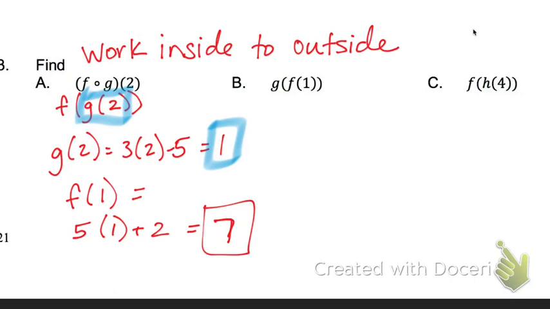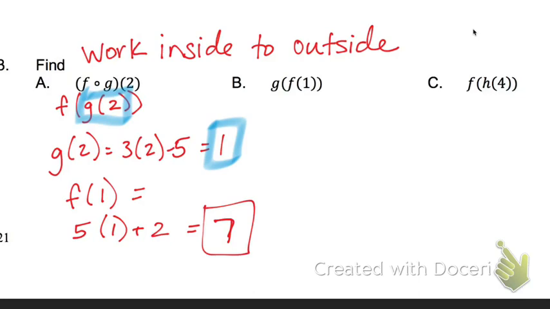Okay, wait, so we know that the g of 2 is 1, but why do we switch to the f? Because we're working inside to outside. Oh, so it's like a two-step process. I got to find g of 2. I found that. It's 1. I replaced it. Now I got to find f of 1. Kind of. You're just working inside to outside. So once you find the g, you substitute it. Then you got to find the f. Okay, I think I get it.